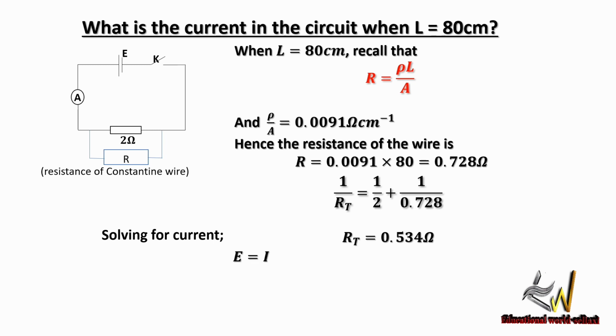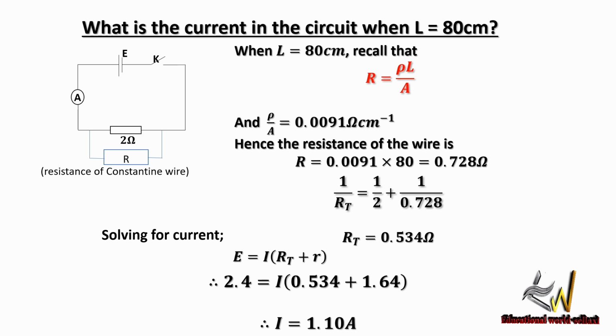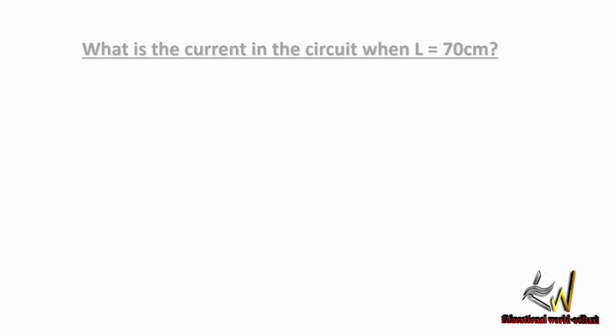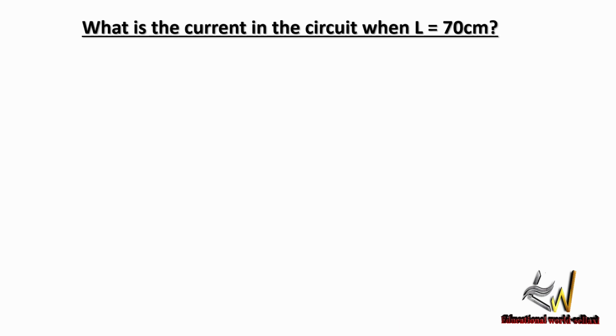0.534 ohms. So solving for current, we simply use this formula: E equals I, open bracket, R total plus the internal resistance, and simplifying where necessary, the current now is 1.10 ampere. Okay, so that's the current when the length of the resistance wire is 80 cm. Now what is the current when the length of the Constantan wire is 70 cm?